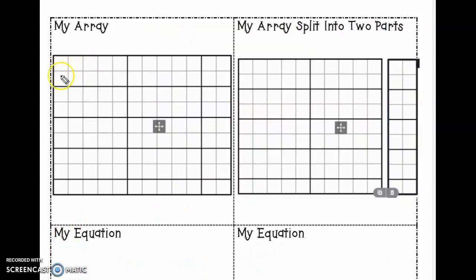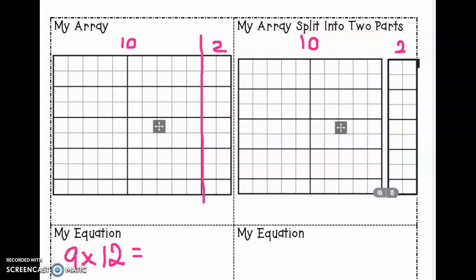All right, this new shape, it is 2, 4, 6, 8, 9 tall. And it is 1, 2, 3, 4, 5, 6, 7, 8, 9, 10, 11, 12 wide. So 9 times 12. So what I'm going to do is take this array and split it up into 2 manageable sizes. And I think I'm going to do 10 and 2 because those are easy numbers to multiply 9 by. So I just take a little line right here. And then over here I show 10 and 2.